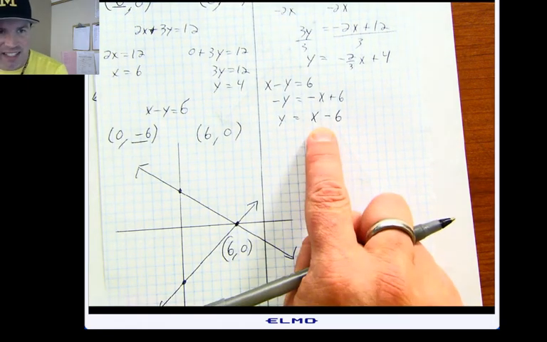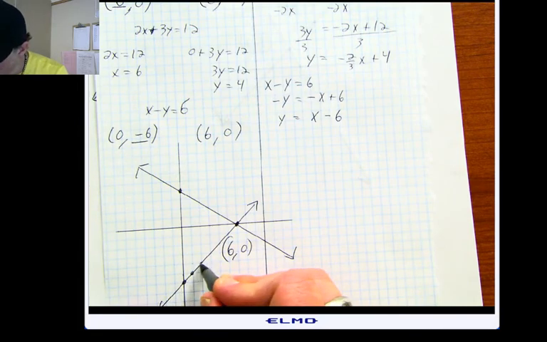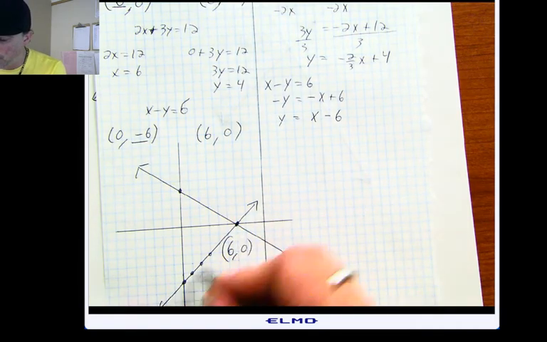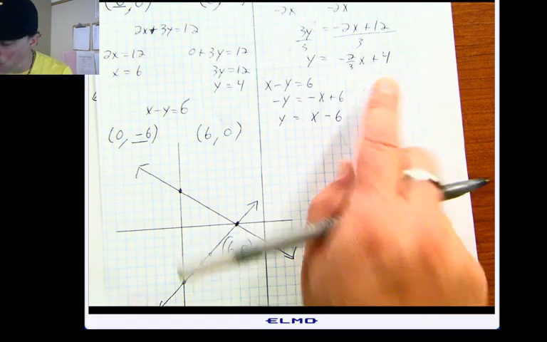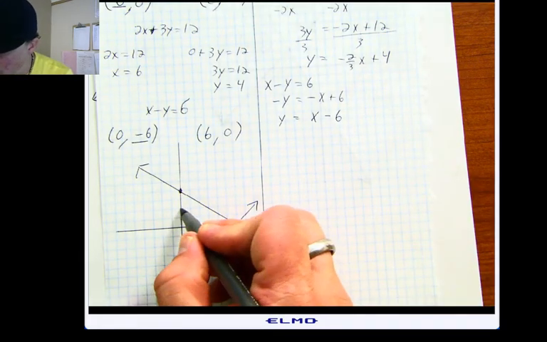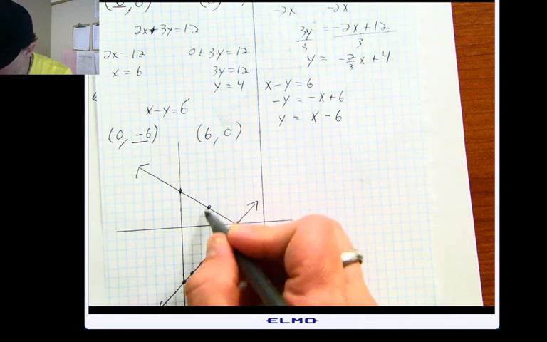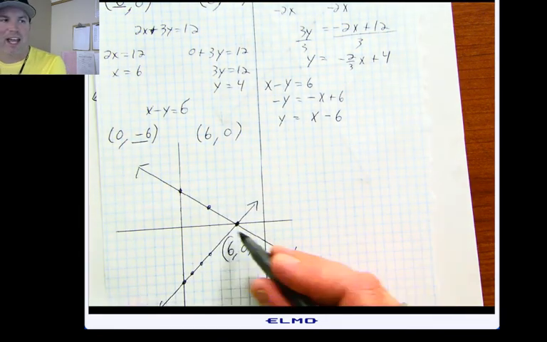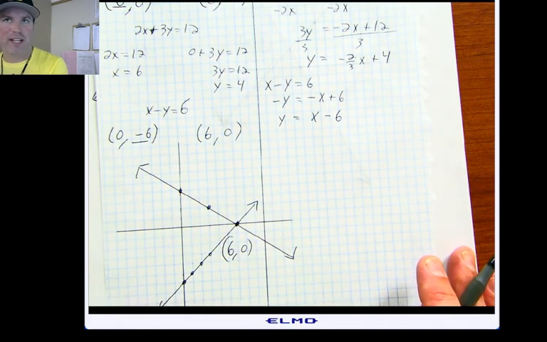For y equals x minus 6, I would start at the y-intercept of negative 6, go up 1 over 1, up 1 over 1, up 1 over 1, and connect all the dots. On the second equation, y equals negative 2 over 3x plus 4, start at the y-intercept of positive 4, down 2 to the right 3, down 2 to the right 3. Connect the dots, and hey, I got the exact same graph. They intersected at the exact same spot.